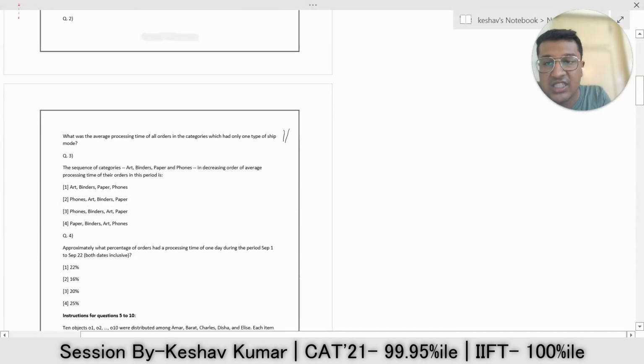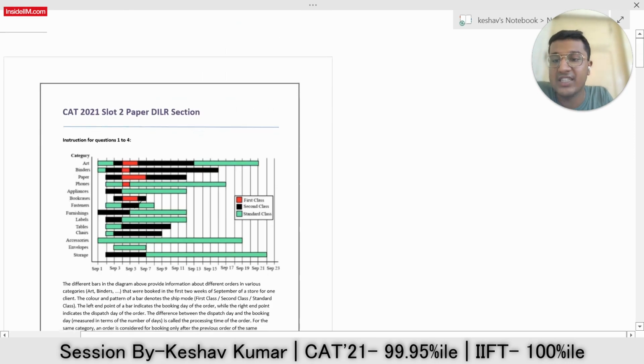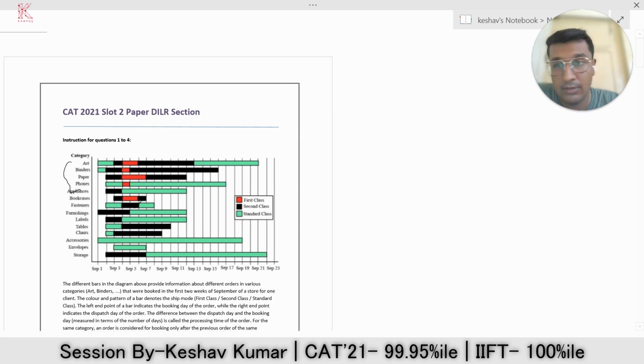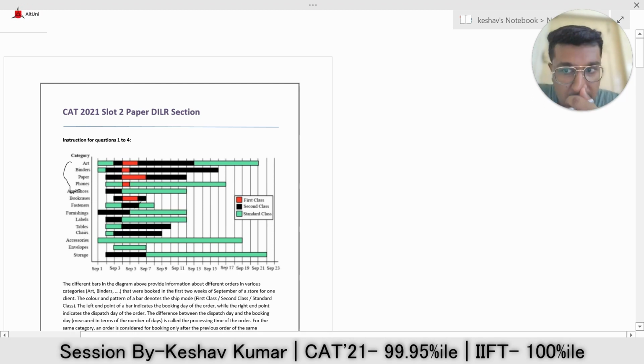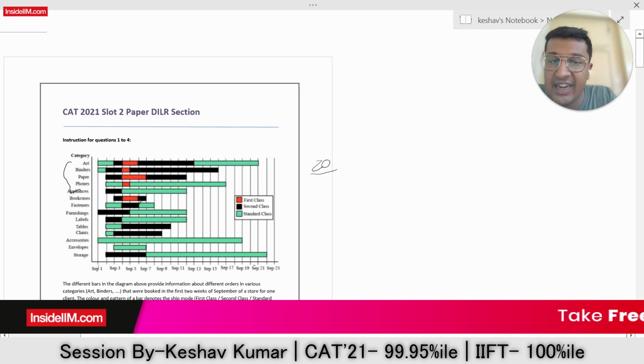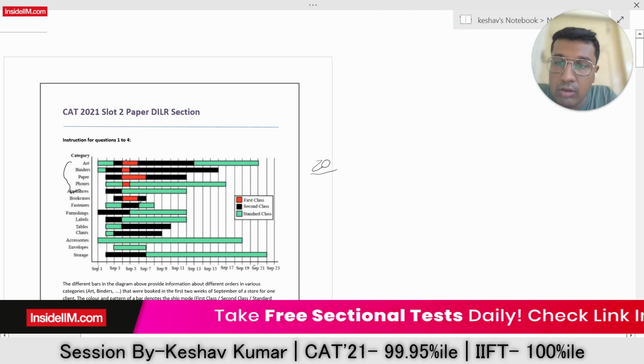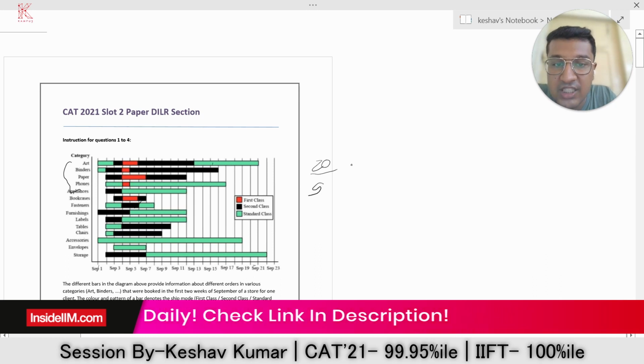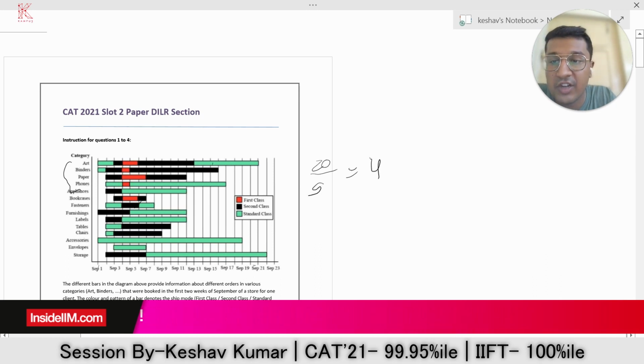This is 11 days. The sequence of categories art, binders, papers and phones in decreasing order of the average processing time of their orders in this period is. So they are asking us about the first four in the decreasing order of their average processing time. So what was the total processing time of art considering all the deliveries, all the processings? September 1 to September 21, which is 20 days. And how many orders were shipped? 1, 2, 3, 4, and 5. 5 orders were shipped. So average processing time is 4 for art.